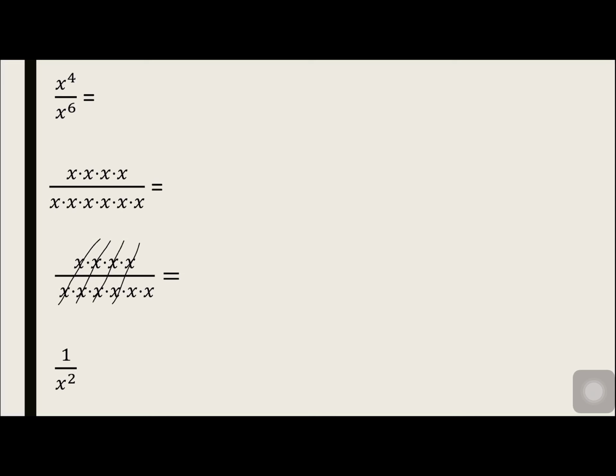X to the 4 divided by x to the 6th would mean write 4 on top, 6 on bottom. The 4 on the top would cancel with 4 from the bottom. X divided by x equals 1. On bottom, we have x squared because there are 2 left over.